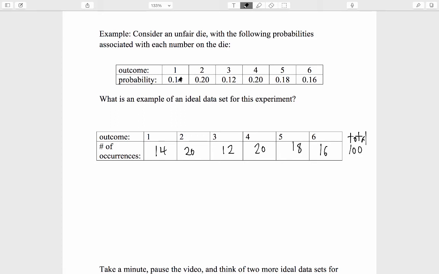So what did we do? We saw that these were all two-place decimal numbers. We can turn them into integers by just multiplying through by 100. That just shifts the decimal point 2 places to the right.